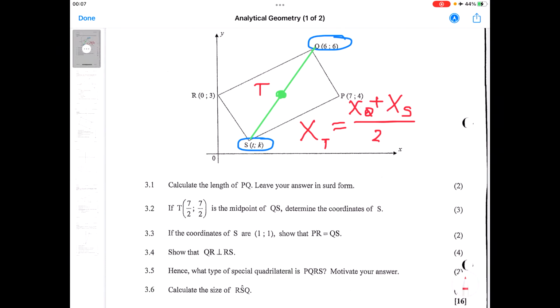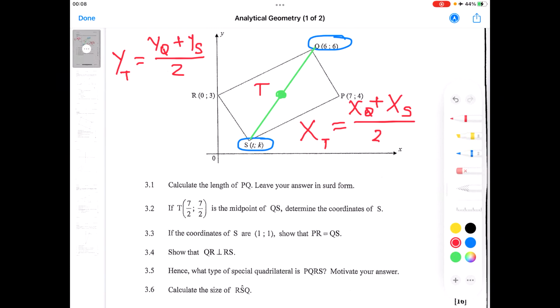Maybe let me use this side. So you're going to say y at T has to equal the y at Q. You started with Q, so also here, let's follow the same. It's going to be y at S, then you divide it by 2. So the most difficult part is where you now need to substitute.